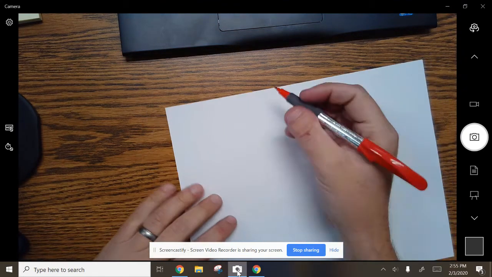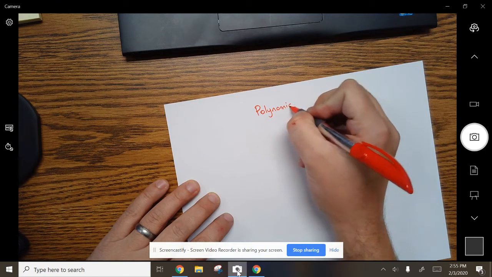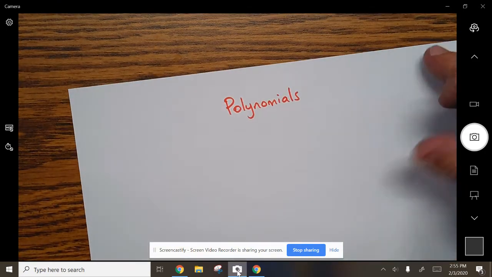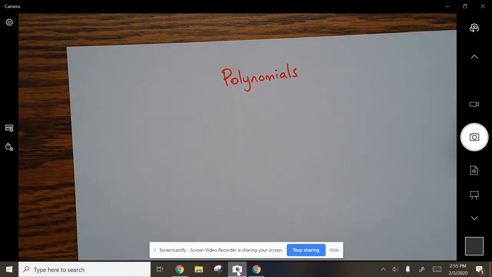Now, a polynomial, poly meaning many, like polygon, even schools like Cal Polytechnic, they have multiple different technical type majors. Polygraph, I wonder what that one is. I don't know. But poly means many.